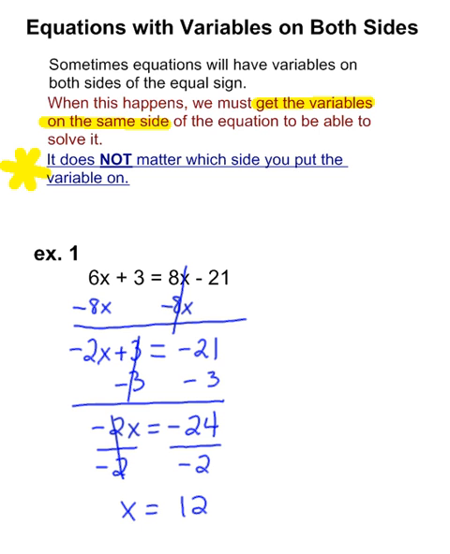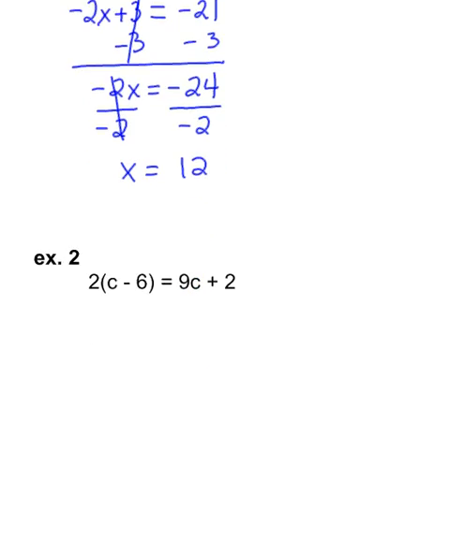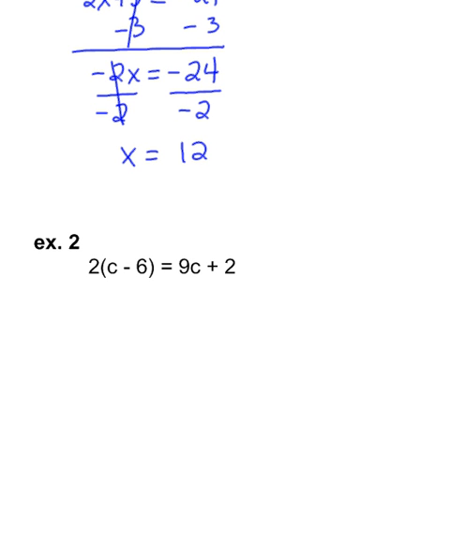Our next one, we're going to look at what happens when we have some parentheses, and we'll have to distribute to begin with. So anytime you see parentheses, always distribute first and then worry about moving your variables around. So before I worry about putting this c with the 9c, I'm going to first multiply 2. 2 times c is 2c. 2 times negative 6 is negative 12. And then there's nothing to distribute on the right side of the equal sign, so we'll just write 9c plus 2. Now we have a problem that looks like example 1, so let's try to solve it.